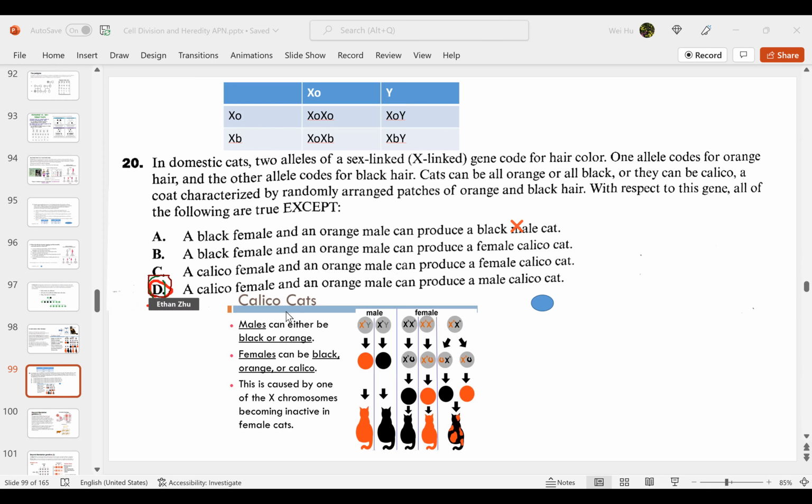So let's see this one. Here, the female can make a calico male. Okay, so that's wrong. So let's see this one. The first one, a black female and an orange male can produce a black male. Yes, of course. As long as they have a black X, there will be black. Okay, so what's your answer then?